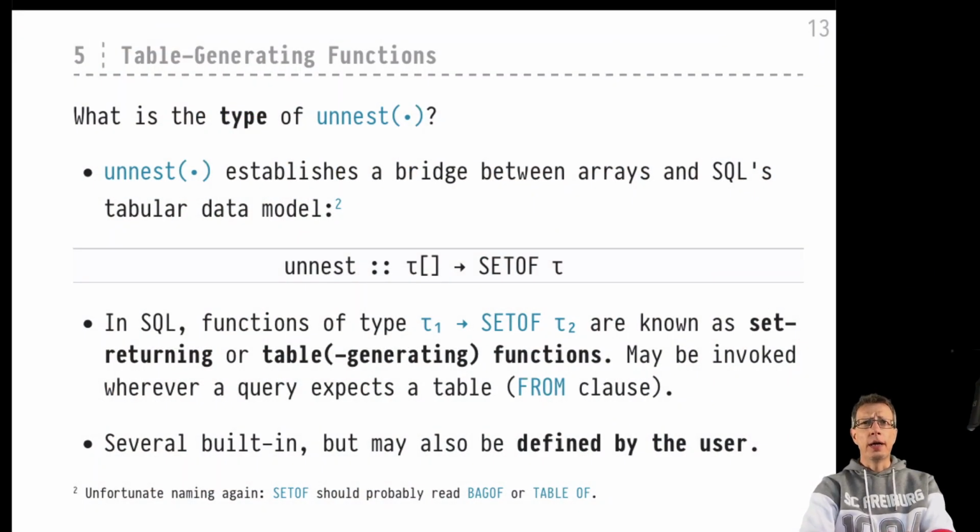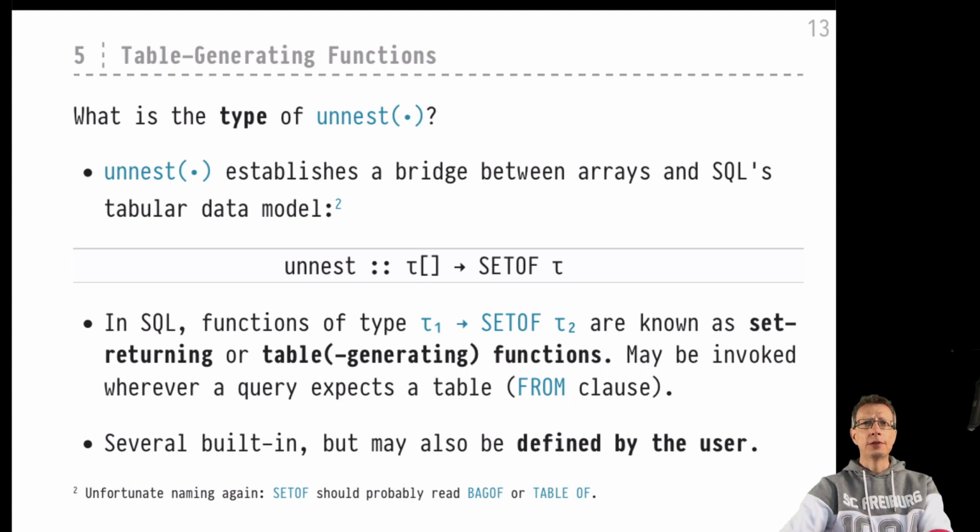Okay, and one entry into this topic would be a closer look at the unnest function, that we've used to bridge from arrays to the world of tables. Unnest would pick the individual elements of an array and return them as rows over which we can iterate. And one question you might ask yourself is, what's the type then? What's the type of unnest? It's one of these set returning functions, as we call them. And these are special and very useful in SQL, and they deserve a special discussion.